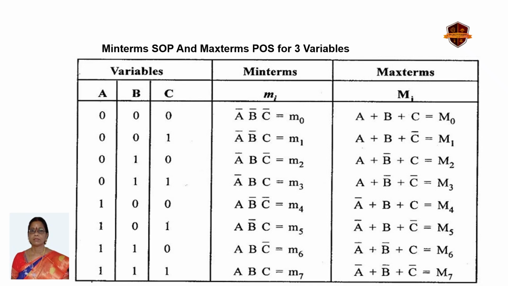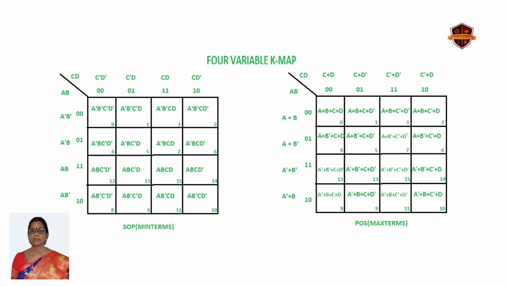Similarly, if it is 4 variables, you have 16 terms ranging from M0 to M15 in both min terms and max terms. Min terms is represented as small m and max terms is represented as capital M. And product terms are always referred to as sigma, whereas sum terms are always represented as pi.